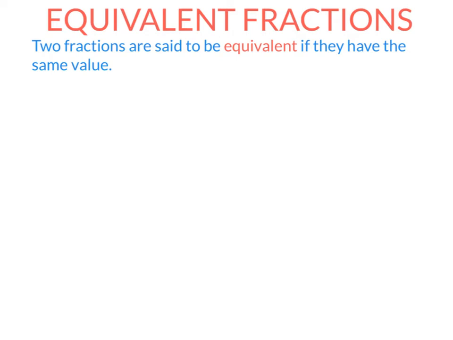Thank you so much for tuning into this video on equivalent fractions. Two fractions are said to be equivalent if they have the same value. For example, you would know even before this video that 4 over 8 and 12 over 24 are equivalent fractions. They are equal in value. They both equal 0.5. If I were to offer you 4/8 of a pizza, that's exactly the same as offering you 12/24 of a pizza. So that's what we mean by equivalent fractions.